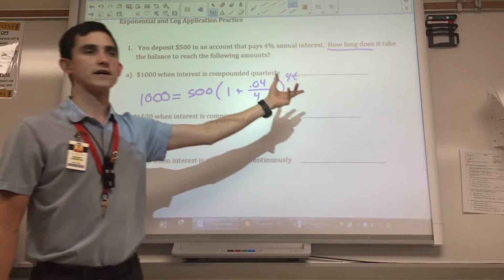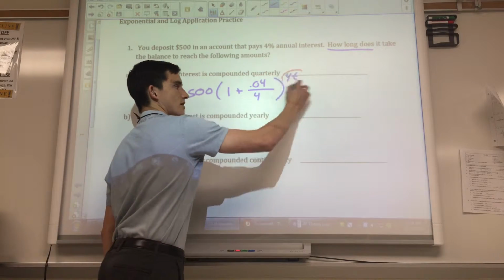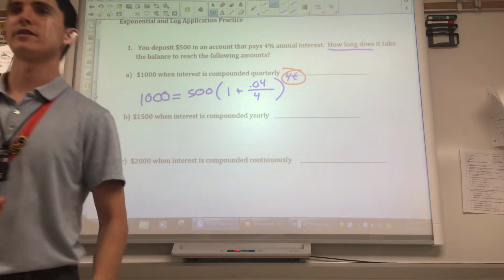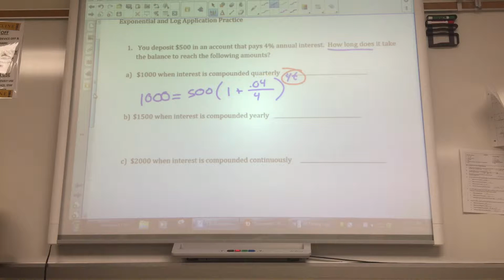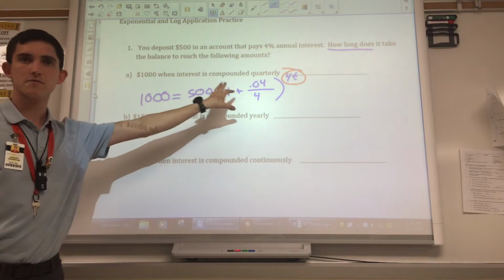You guys don't know how to solve that yet. I haven't shown you how to do logs, but that's the only way to solve these. When you're solving for a variable that's in the exponent area, you have to use logarithms. And you don't know how to do that yet. So we'll just leave it at that. Does that make sense, the setup though?